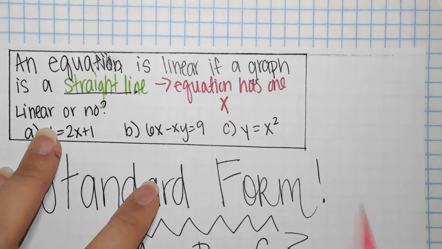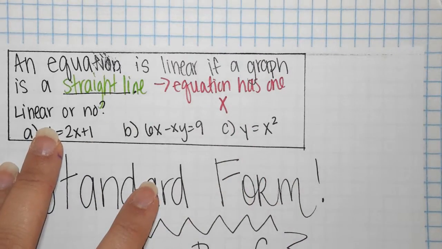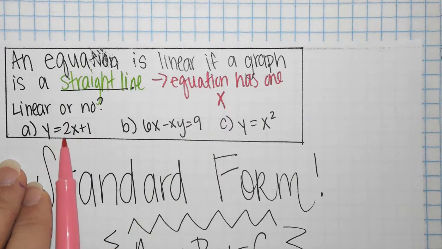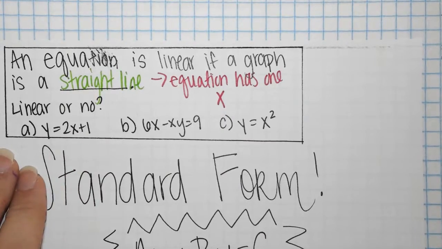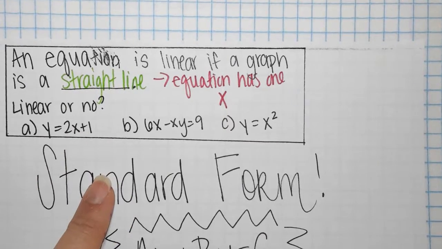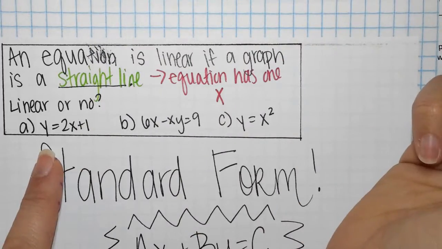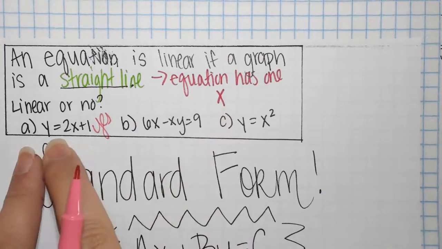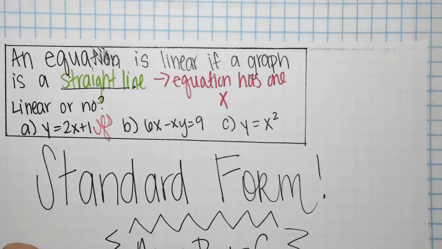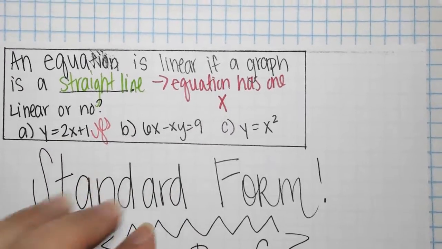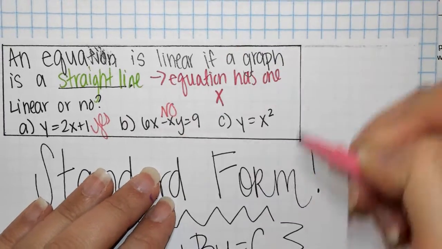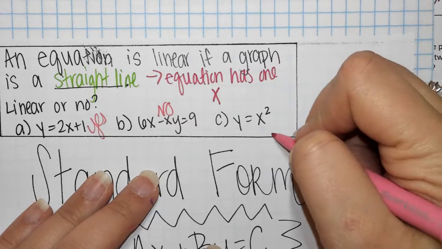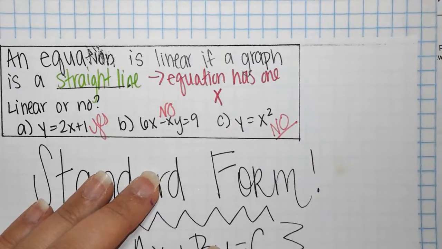Alright, so now, an equation can only have one x for it to be a linear equation. So we're going to figure out between these if it's linear or not. How many x's do you see in A? So is it linear or not? I think it's linear, because it says we can only have one x, right? We only have one x. Alright, what about in B? No, we have two. Alright, what about in C? No.